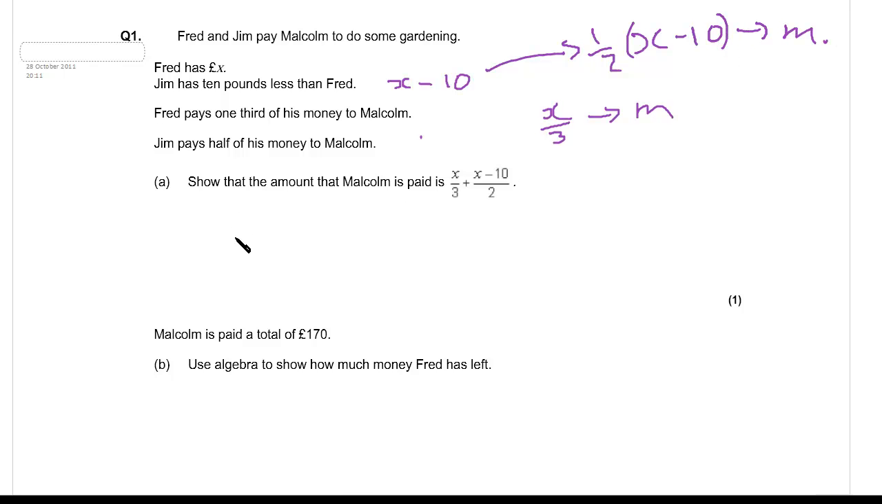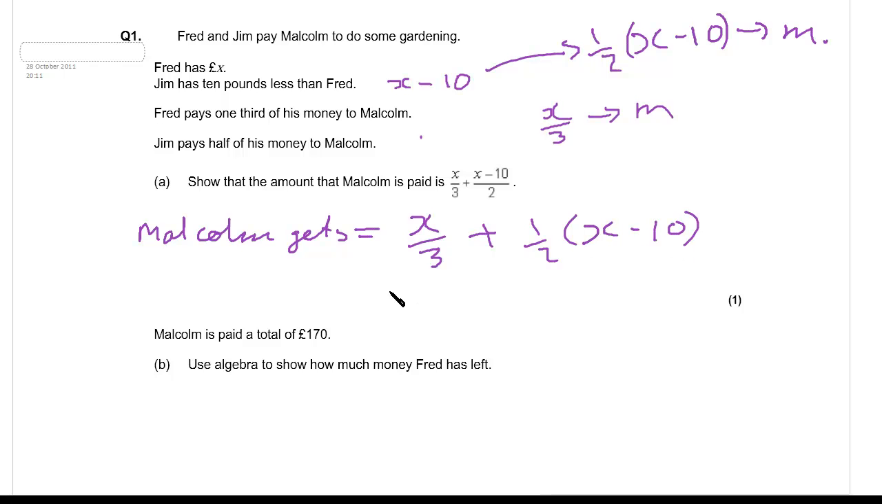So we can see that the amount paid to Malcolm is equal to X over 3 plus a half of X minus 10, which equals, as I say, X over 3 plus X minus 10 over 2. I'm basically going to just say that Jim pays Malcolm this and Fred pays Malcolm this, therefore the total that Malcolm gets is this, if you're going to do it in longhand.